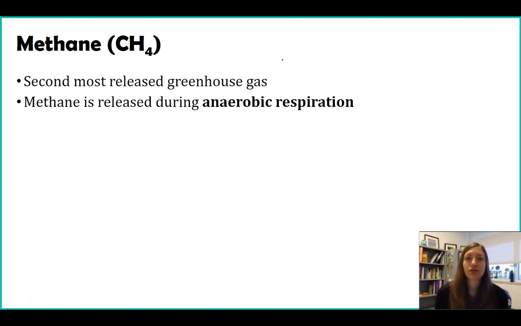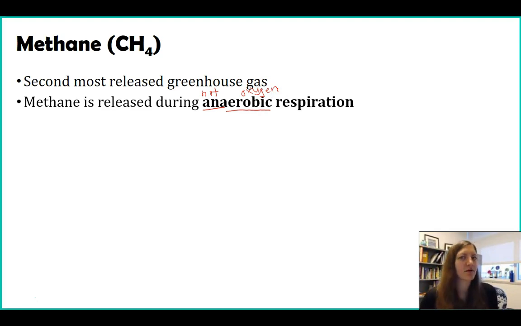So methane is our second most released greenhouse gas. And methane is released through a special process referred to as anaerobic respiration. So this word, if I were to break down this word, an means not, and aerobic refers to using oxygen.